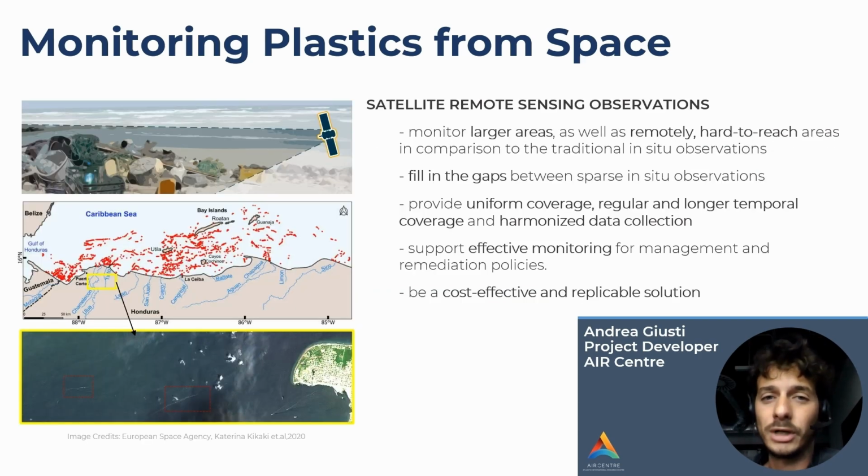Let's now focus on the specifics of satellite remote sensing for observing and monitoring plastic from space. Compared to the other platforms, satellites can keep an eye on much bigger areas, even those that are quite hard to reach with traditional on-site observation. They can fill the gaps where we don't have as many observations as in situ and give us constant, regular and long-term data, which helps quite a lot for managing and cleaning up marine debris. Moreover, it supports better monitoring and policies for handling the problem. And finally, it can be a cost-effective and replicable solution.